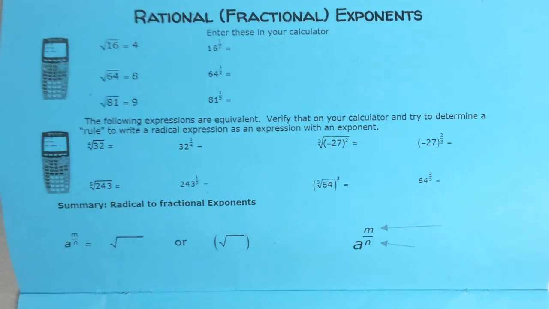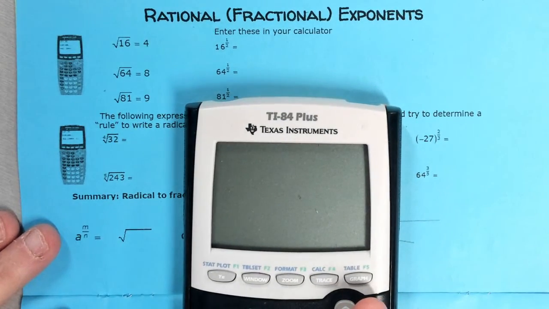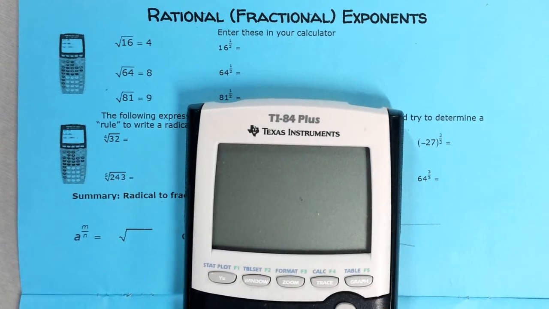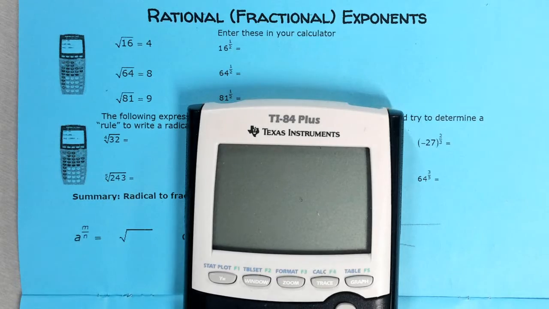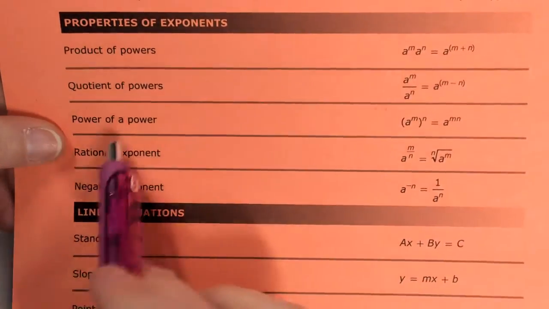So yesterday we learned about radical rules. Today we're going to learn about rational exponents. Now, once again, this is actually on your formula chart. It's right here, rational exponent.